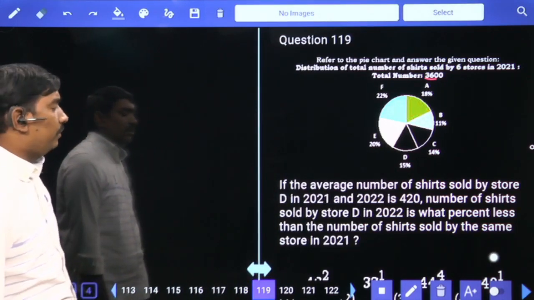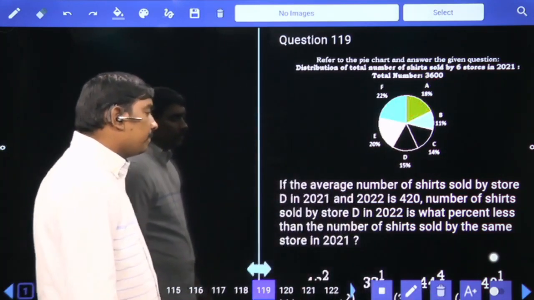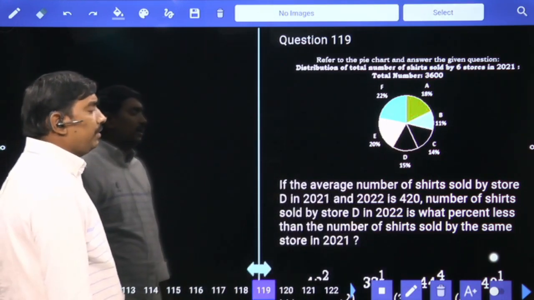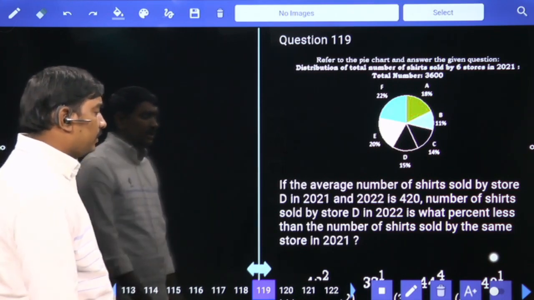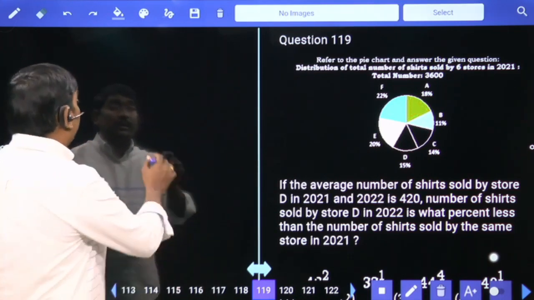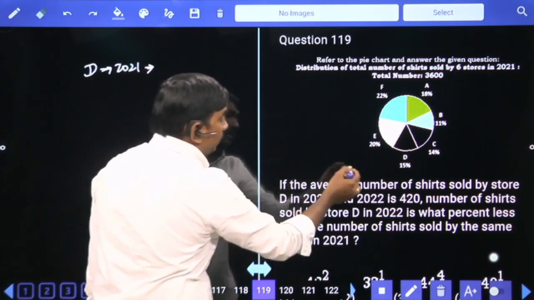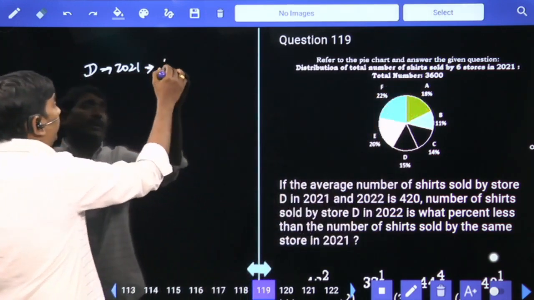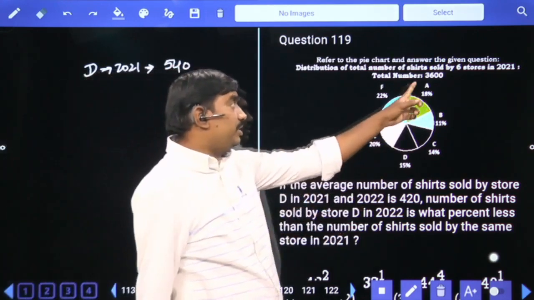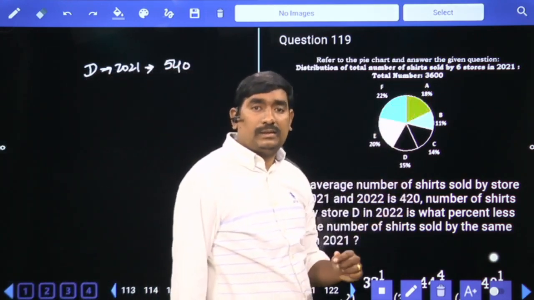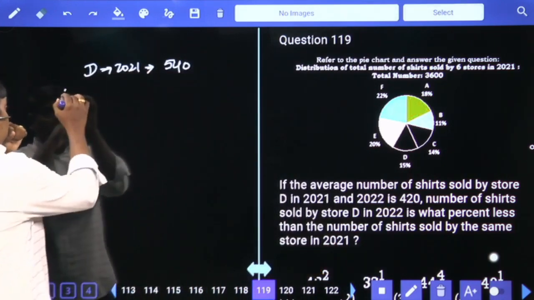Average number of sets sold by store D in 2021 and 2022 is 420. Number of sets sold by store D in 2022 is what percentage lesser than the number of sets sold by the same store in 2021? Store D 2021, already we know 15% means 540. 10% value 360, 5% value 180, 360 plus 180 means 540. That is 2021.